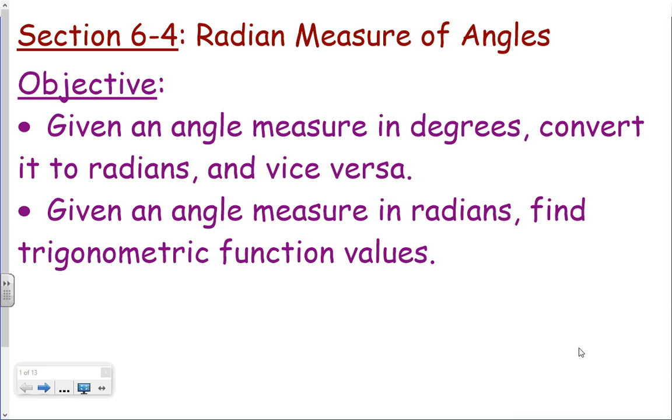All right, open up your book to section 6-4. We're on page 300 in your book. The title of this section is the Radian Measure for Angles, or the Radian Measure of Angles. The objective is, given an angle measured in degrees, convert it to radians and vice versa. And given an angle measured in radians, find the trig function values for those radian measures.